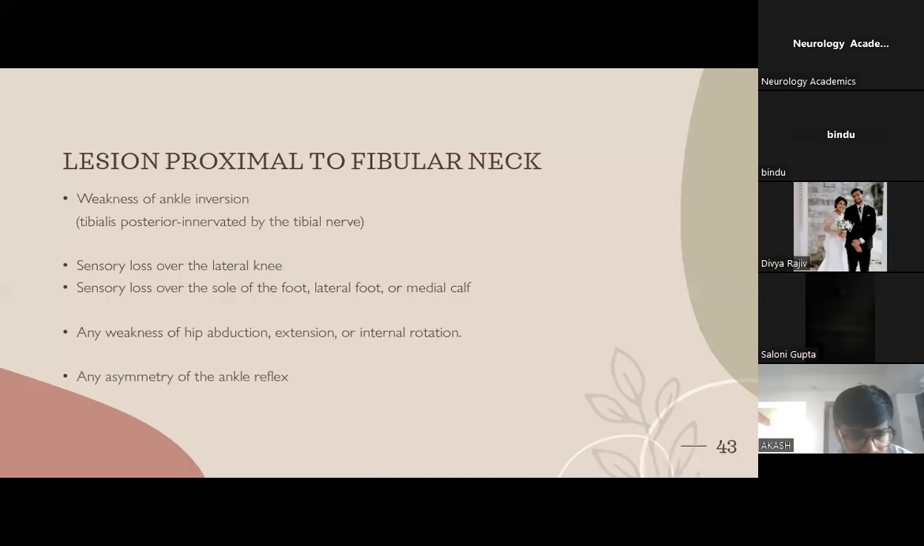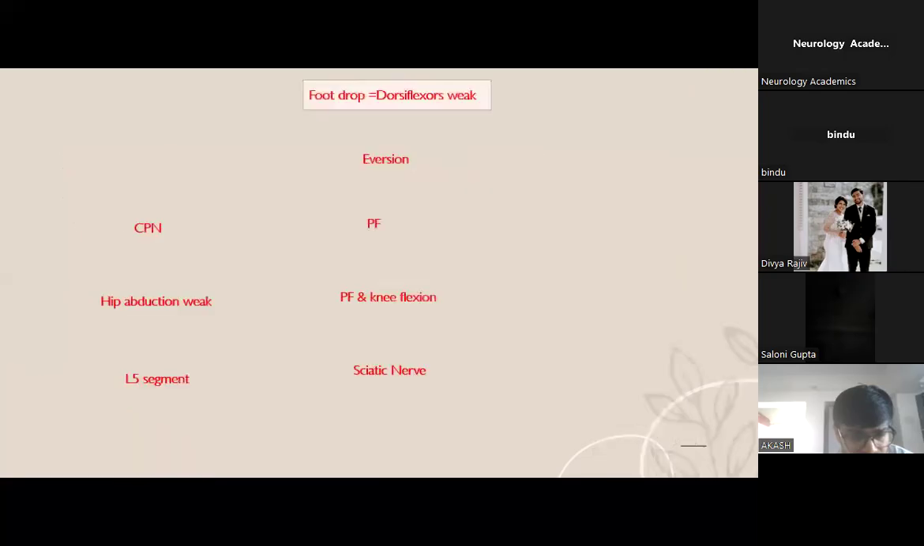Any weakness of hip abduction, extension, or internal rotation is due to the superior gluteal nerve and inferior gluteal nerve, which come directly from the lumbosacral plexus. Any asymmetry in the ankle reflex is also suggestive of S1 radiculopathy, or the patient will have more proximal lesions.